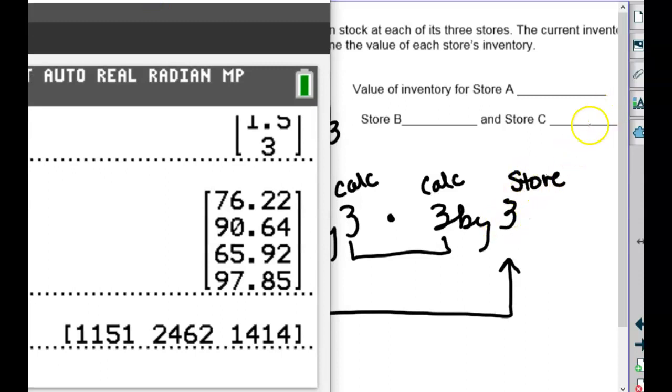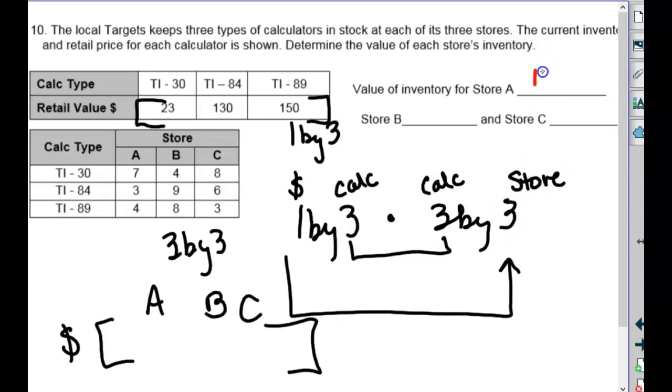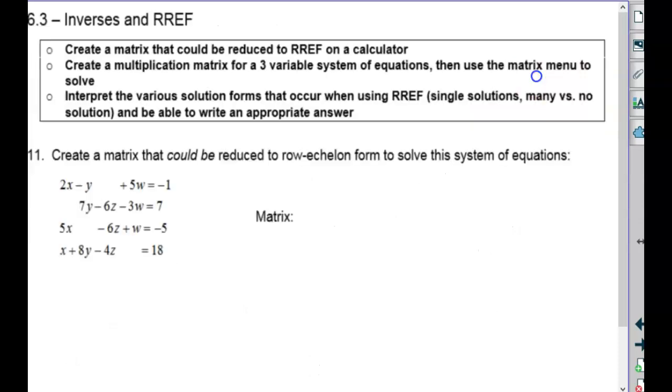Think about how easy it really would be to do by hand, Martin. Store A has 7 of these, 3 of these, and 4 of those. So you just do 23 times 7 plus 130 times 3 plus 4. You don't have to think of it as a matrix if you do it by hand. Okay, shh. Not suggesting you do it by hand. Tell me the numbers again. 1151. 2460. 141. Okay, and that is supposed to be 11. Does that look right now? Kind of looked wonky. Okay.